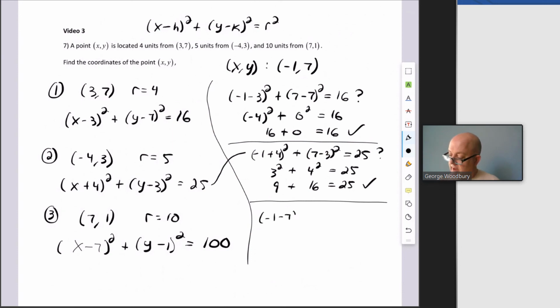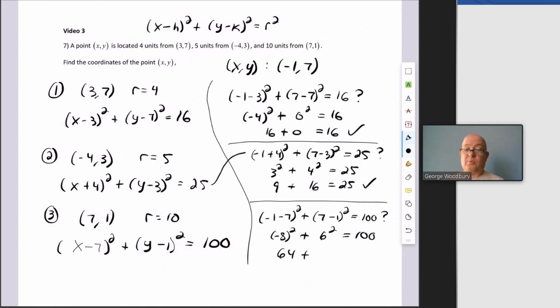Negative 1 for x minus 7 squared plus 7 for y minus 1 squared. Does that equal 100? Negative 1 minus 7 is negative 8. So I've got (-8)² plus 7 minus 1 is 6, so we have 6². And we want to see if that equals 100. (-8)², same as positive 8², is 64. 6² is 36. And 64 plus 36 does equal 100. So x, y is the point (-1, 7).